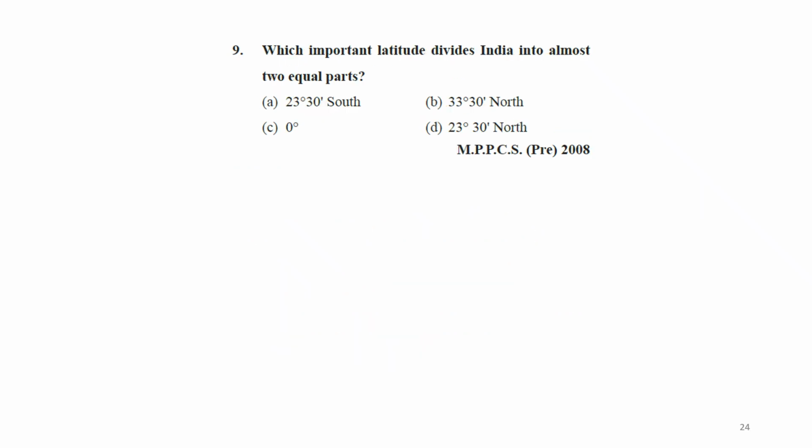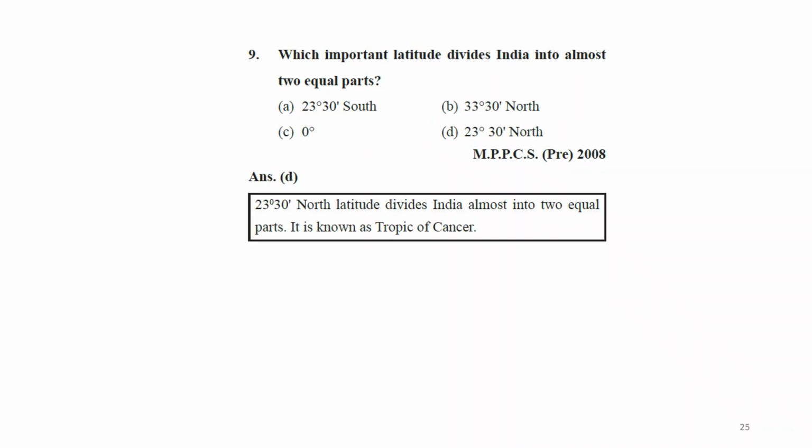Next, which important latitude divides India into almost two equal parts? 23 degree 30 minute south, 33 degree 30 minute north, 0 degree, and 23 degree 30 minute north. So this is actually D. We have seen in the explanation also in the previous question. 23 degree 30 minute north divides India into almost two equal parts, and it is also known as the Tropic of Cancer.